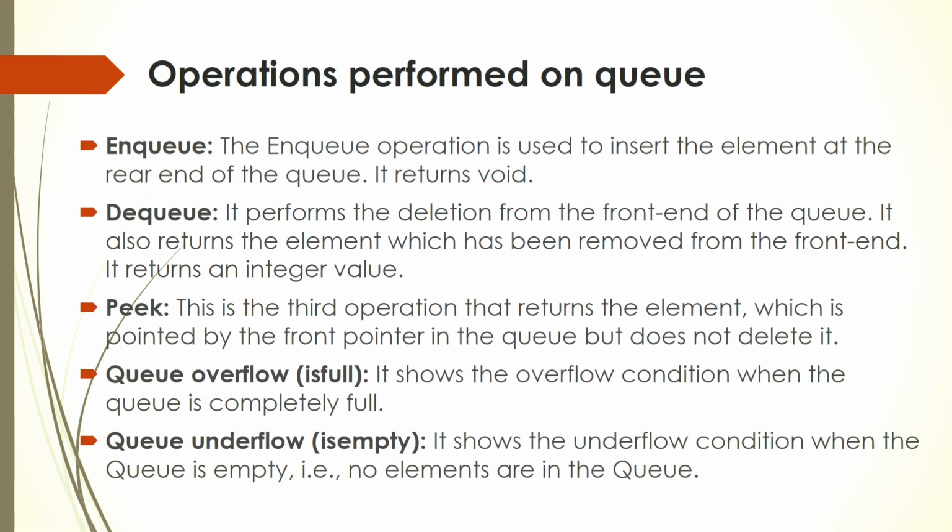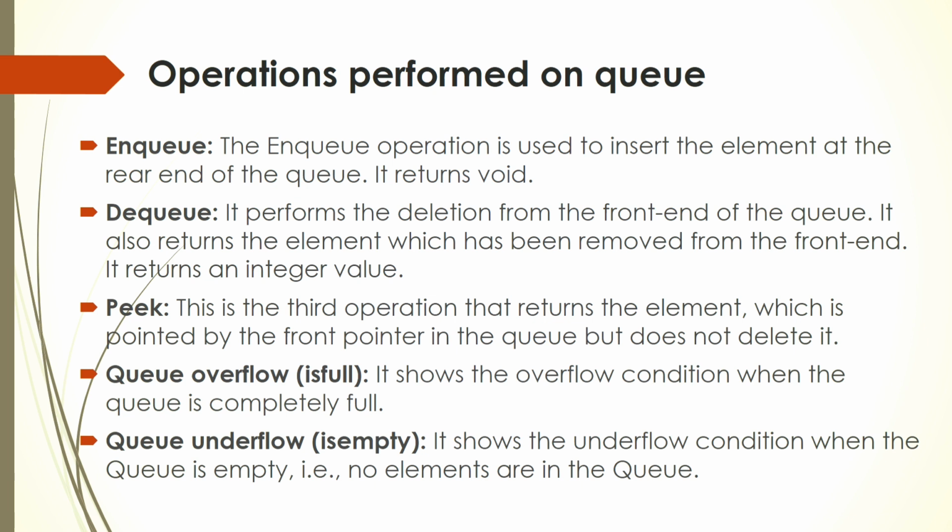So now the operations performed on queue. The fundamental operations that can be performed on the queue start with enqueue. The enqueue operation is used to insert the element at the rear end of the queue. It returns void. The second one is dequeue. It performs the deletion from the front end of the queue. It also returns the element which has been removed from the front end. It returns an integer value.